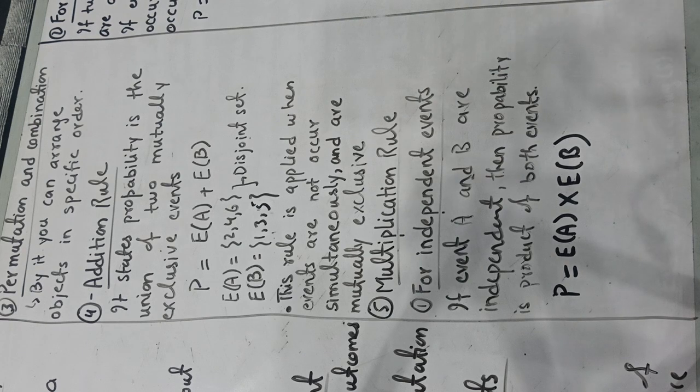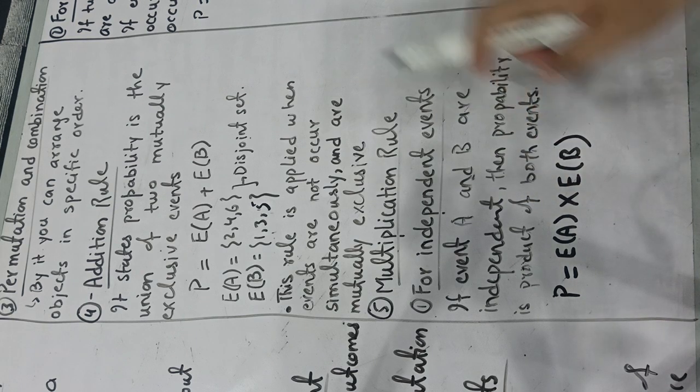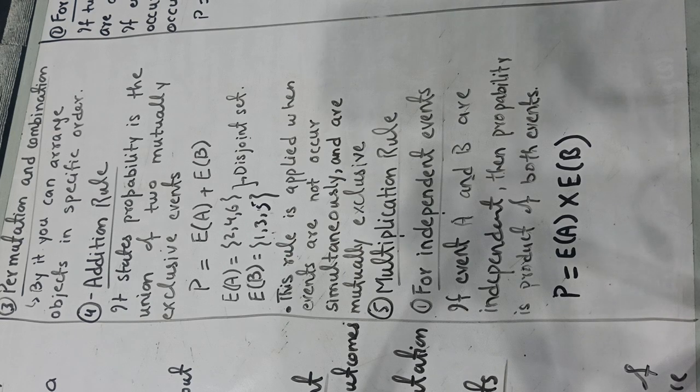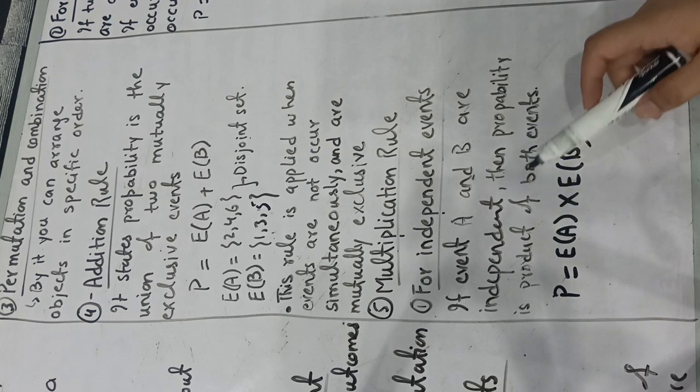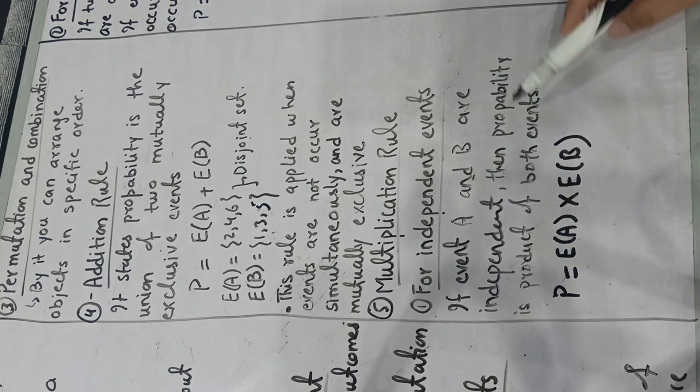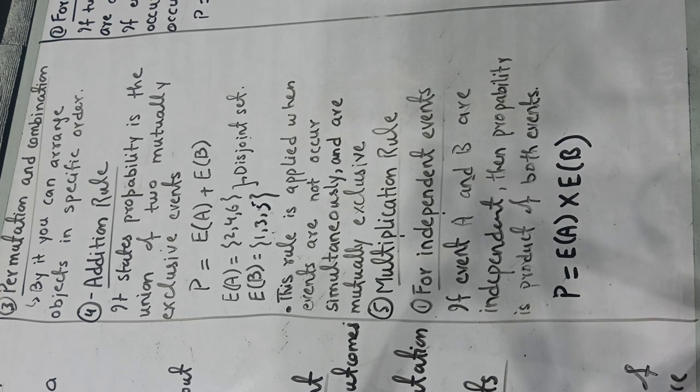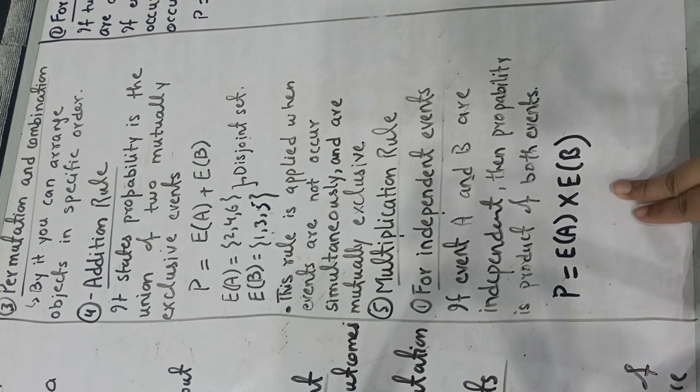So now let's define the multiplication rule, which is the fifth and the last rule. Multiplication rule is divided into two groups. First rule is for the independent event and second is for the dependent event. Independent events, we have discussed in the previous lecture, are the types of events which do not affect the other events. Like events A and B, they are independent, and the probability is the product of both events. So these events are not disturbing each other and we simply multiply them.